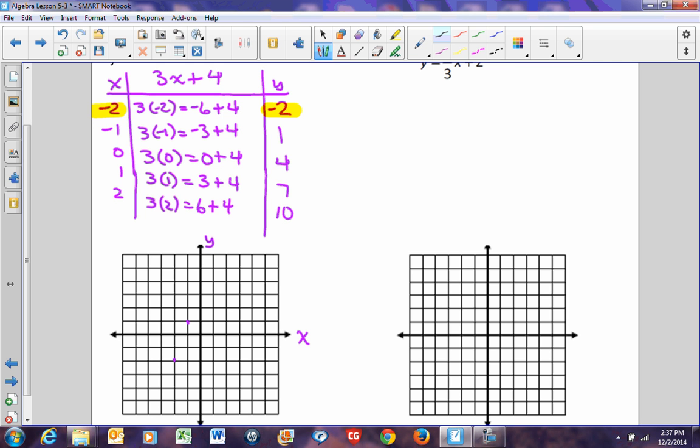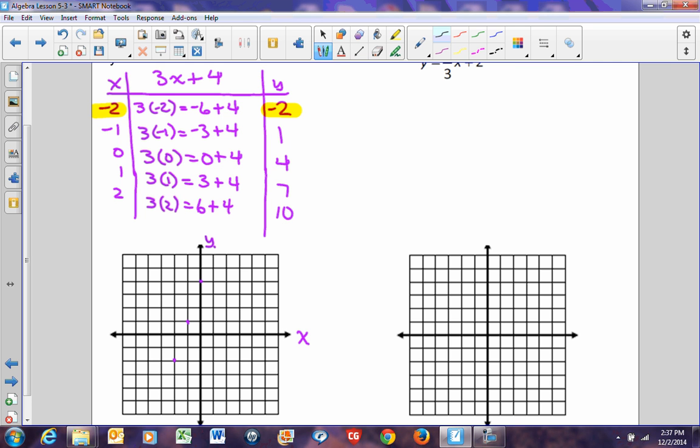Then -1, 1 is right there. 0, 4: 0, 1, 2, 3, 4 is right here. 1, 7: 1, 1, 2, 3, 4, 5, 6, 7 will be right about there. And I can't plot my next point because it's off the graph, which is fine. At least you have to have a minimum of 3 points to graph on your graph. You need to have a minimum of 5 points in your table. So if your table has more points than you can graph, that's okay.